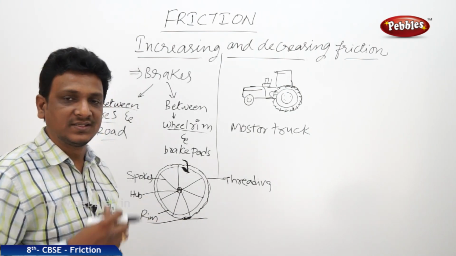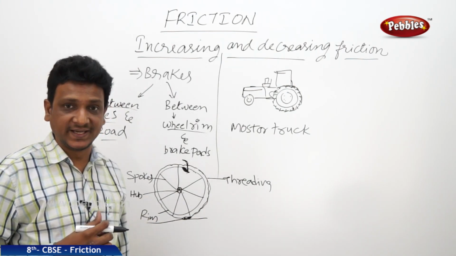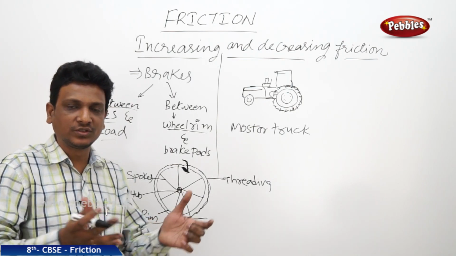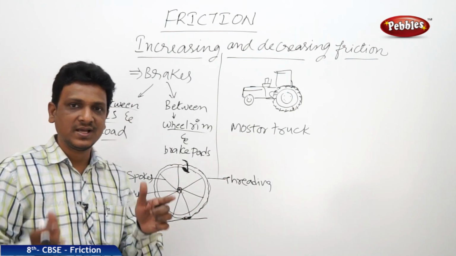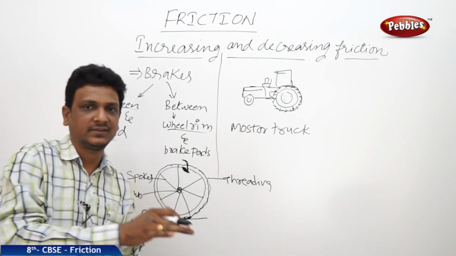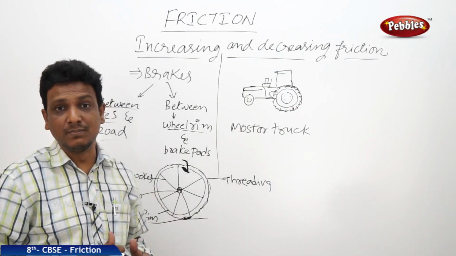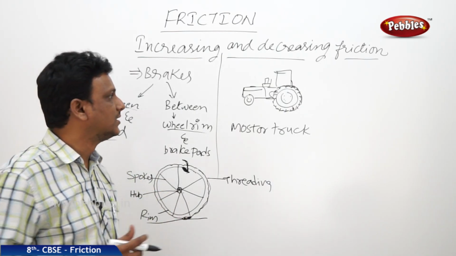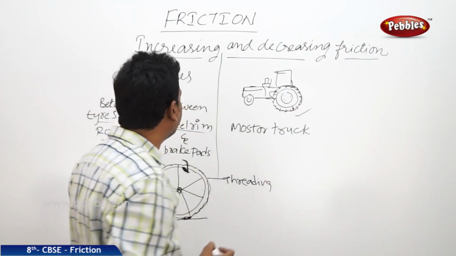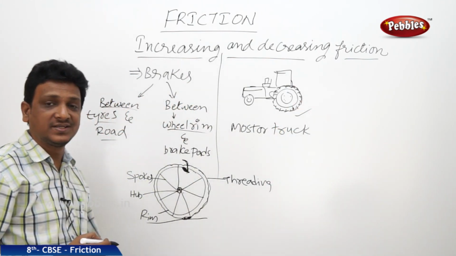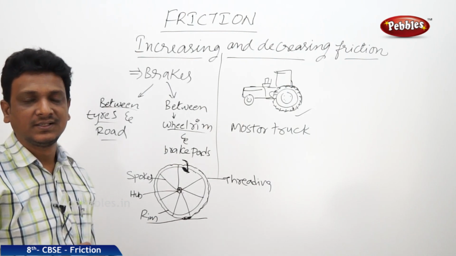Right? That is the reason you see the tires of sports bikes will have more threading even to the sides, because they will bend the bike. Even then they don't skid because of the design. So in this way you can increase the friction. Friction is important in these cases.